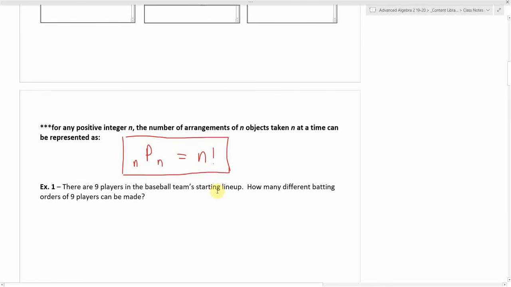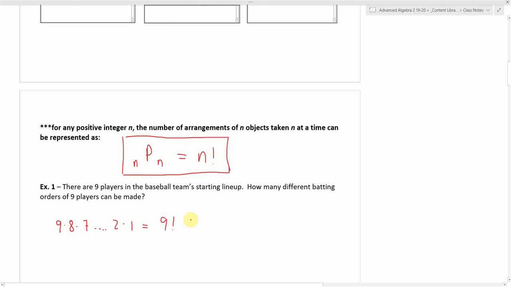So let's look at one example that we actually mentioned in the last video. There are 9 players in the baseball team starting lineup, right? You already know who's starting. You put the rest of the guys on the bench. How many different batting orders of 9 players can be made? Well, we know that'd be 9 for the first slot times 8 for the second slot times 7 for the third slot, all the way down to 2, and only 1 option for the last slot in the lineup, which we now know is called 9 factorial, right?